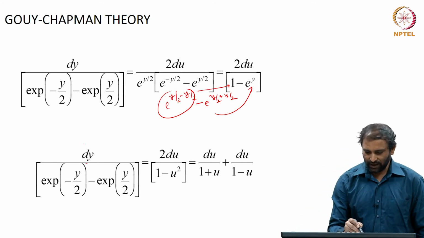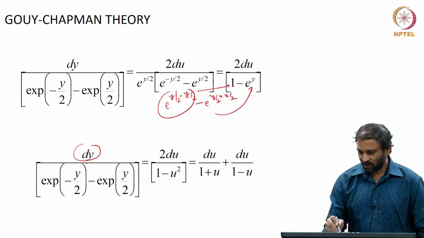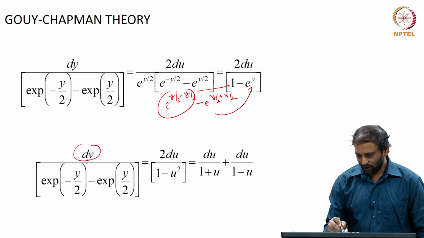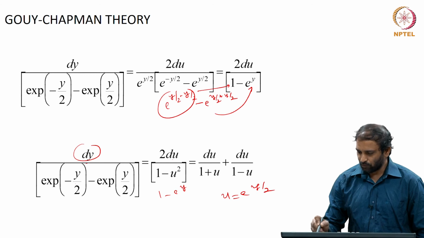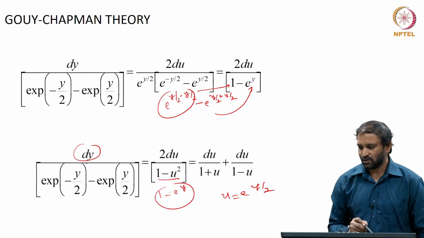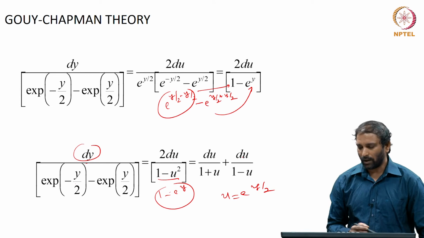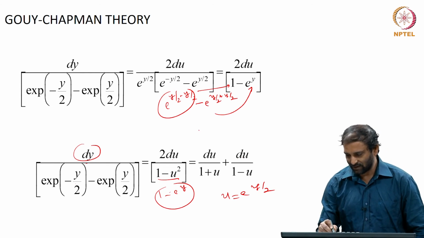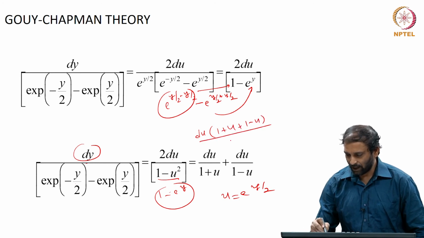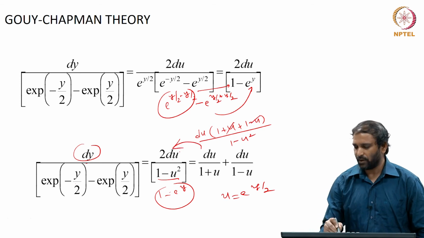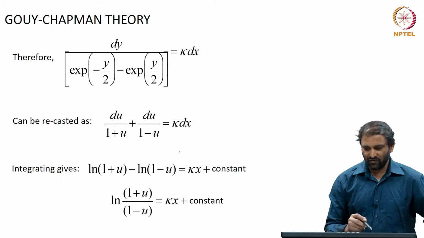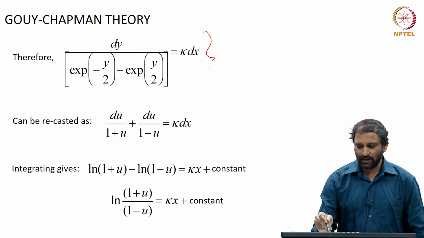So, therefore, dy divided by exponent of minus y by 2 minus exponent y by 2 becomes 2 times du divided by, it was actually 1 minus e power y, and because u is e power y by 2, essentially this becomes 1 minus u square, which I can write as du divided by 1 plus u plus du divided by 1 minus u. So, therefore, if I simplify this, it becomes du times 1 plus u plus 1 minus u divided by 1 minus u square. This gets cancelled. Essentially, you end up with what you had earlier. So, therefore, we've been able to simplify this.